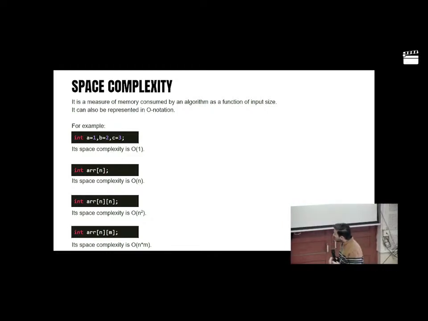Then in the third case, it's a 2-dimensional array. It's a matrix type, so you need n square. So the space complexity is n square. Similarly, this is just n and m, so it will be n into m. Fine, that is the matrix size.